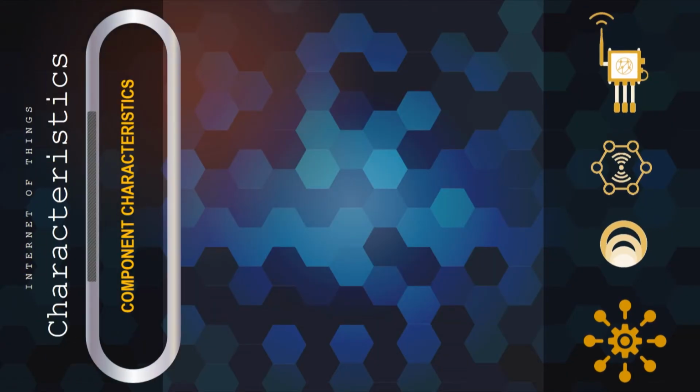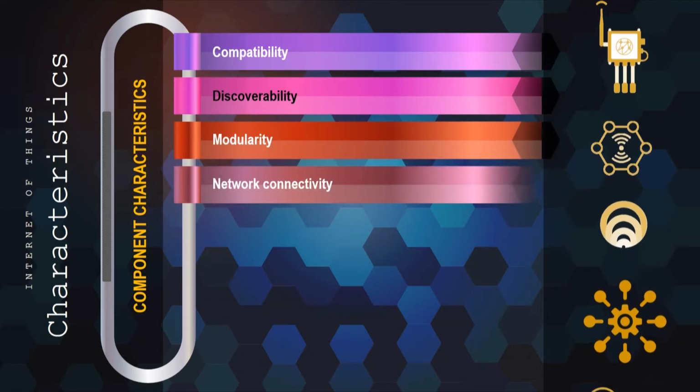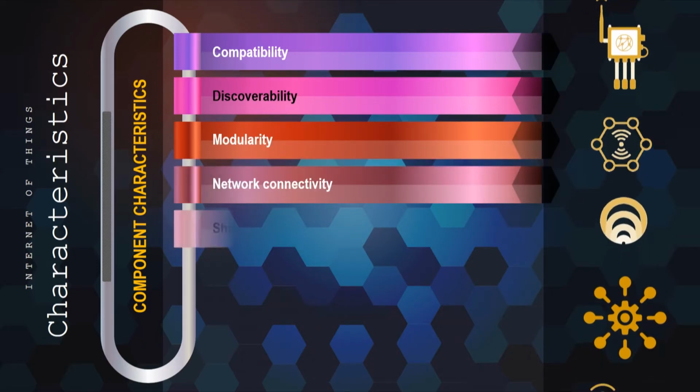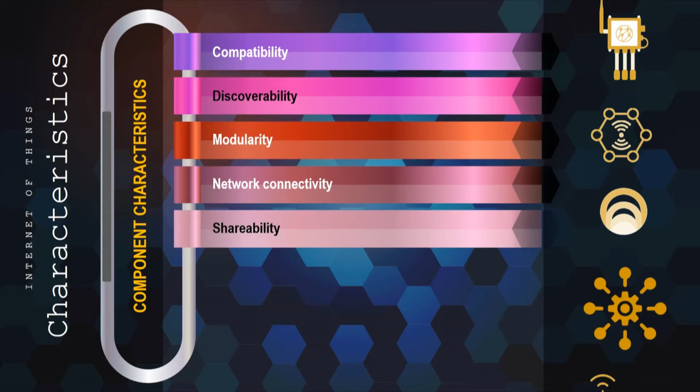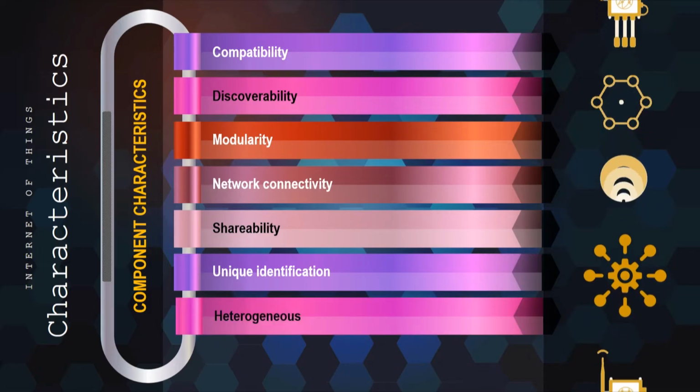Next is component characteristics. In the IoT system there may be various components, various sensors, various actuators connected, right. Those components are compatible with each other. They are modular in nature, they have network connectivity among themselves, they can share the data, so shareability is one of the characteristics. Then, as I have told, all the devices have a unique identification, and they are heterogeneous in nature. One characteristic of IoT is that it is not homogeneous, it is heterogeneous. Various types of devices can be there.